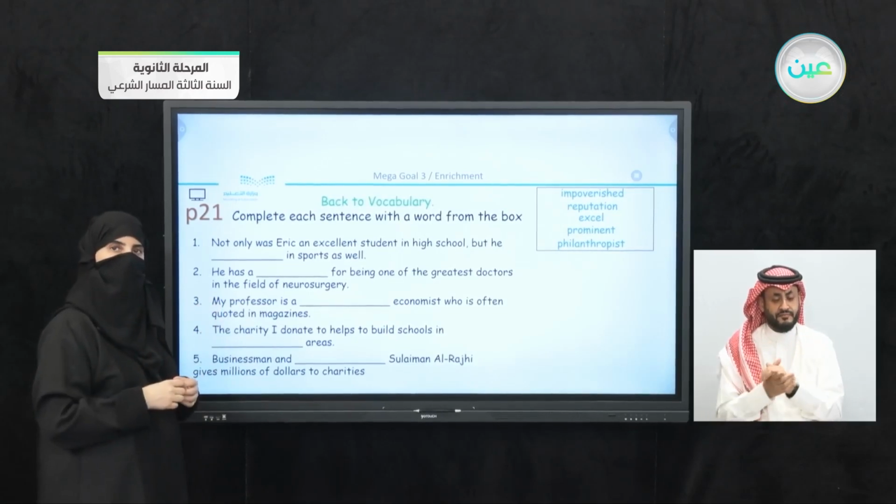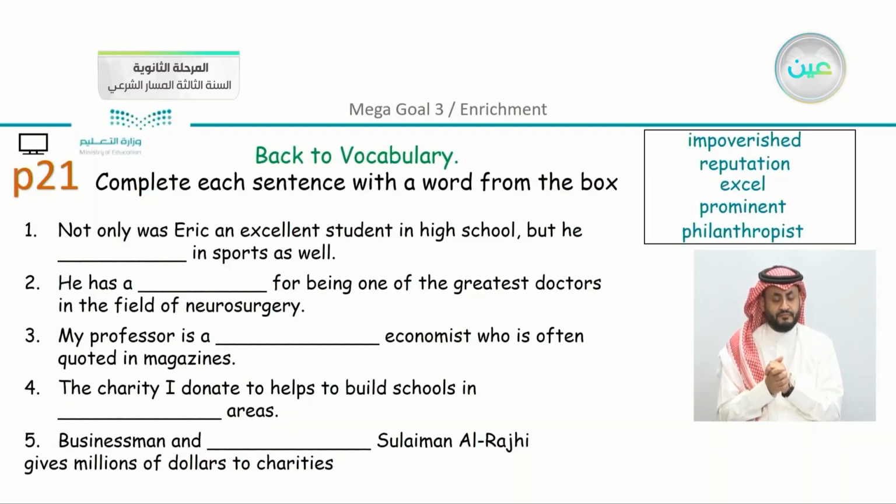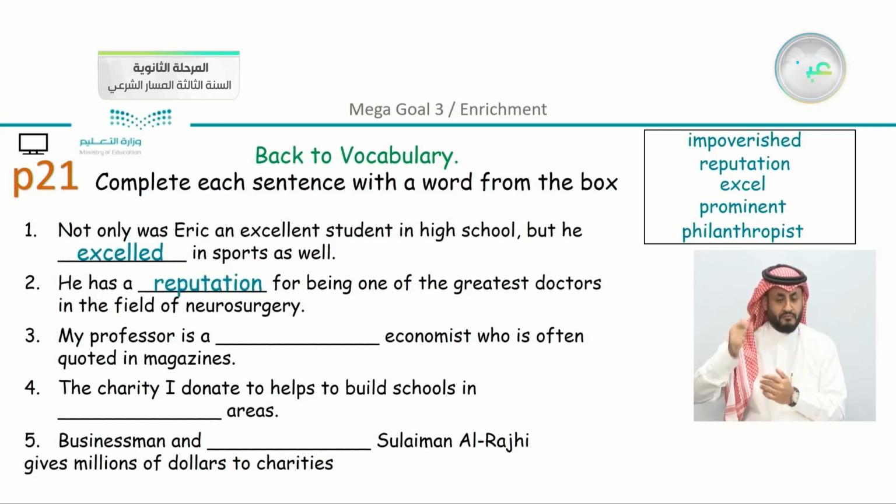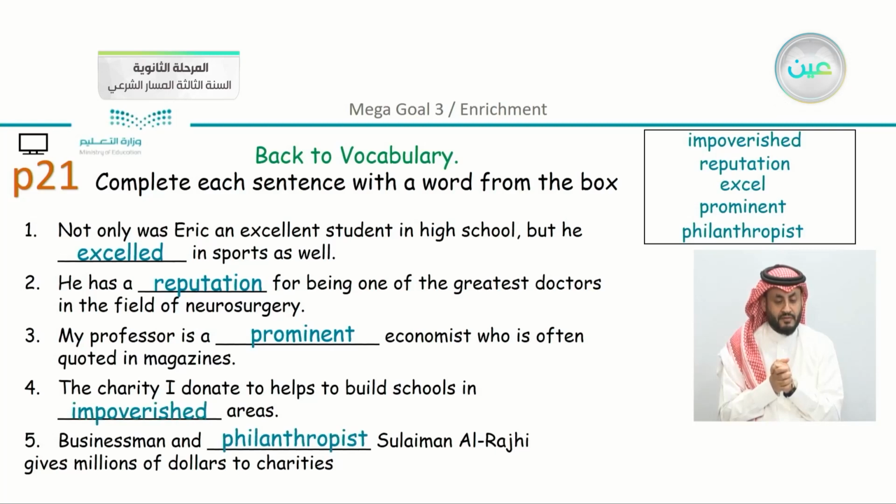now just to check your answers and make sure that you are on the right track here. We have the first one: not only was Eric an excellent student, but he excelled. He has a reputation for being one of the greatest neurosurgeons. My professor is, we can say, a prominent economist. The charity I donate to helps to build schools in impoverished areas. And the last one, if you recall, businessman and philanthropist Sulaiman Rajhi.